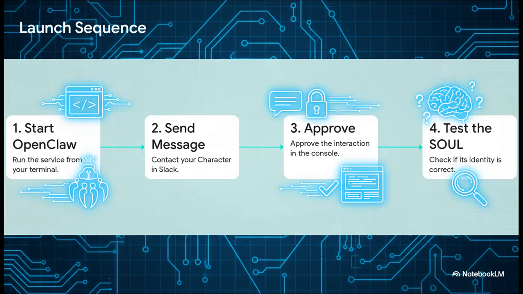The launch sequence is pretty straightforward. First, you start the OpenClaw service. Second, you send your agent its very first message in Slack. Third, you approve that initial interaction in your terminal window. And then, this is the important part, you test the soul. Ask it some questions, see if that personality you worked so hard to write is actually coming through.